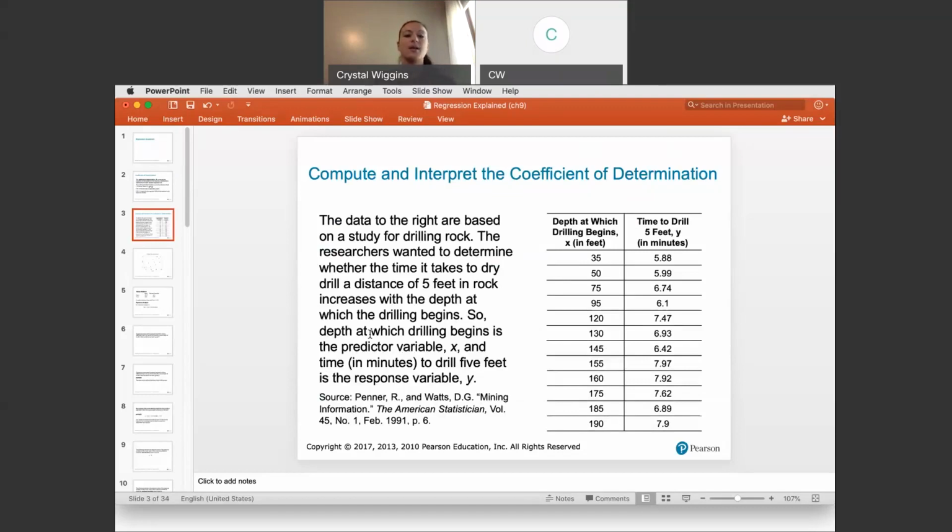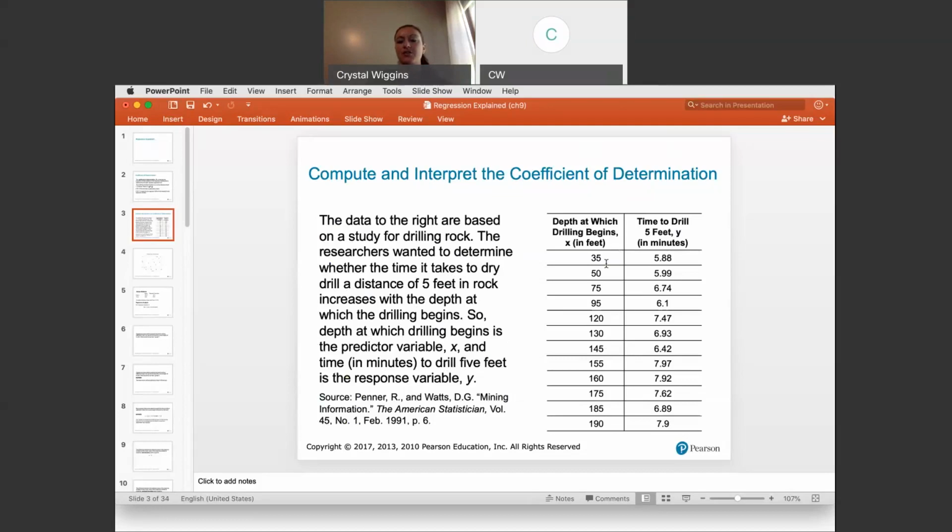The data to the right is based on a study for drilling rock. The researchers wanted to determine whether the time it takes to dry drill a distance of 5 feet in rock increases with the depth at which the drilling begins. So the depth at which drilling begins is the predictor variable, or the x, and the time in minutes to drill 5 feet is the response variable. And here is the data.